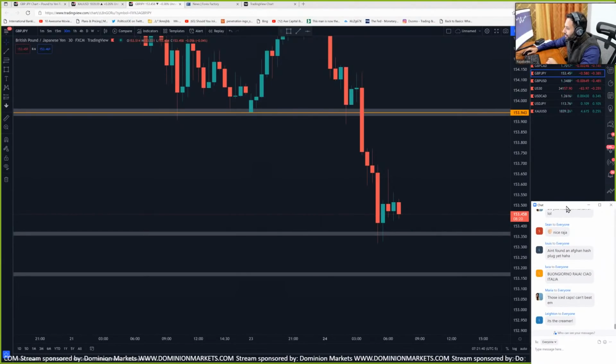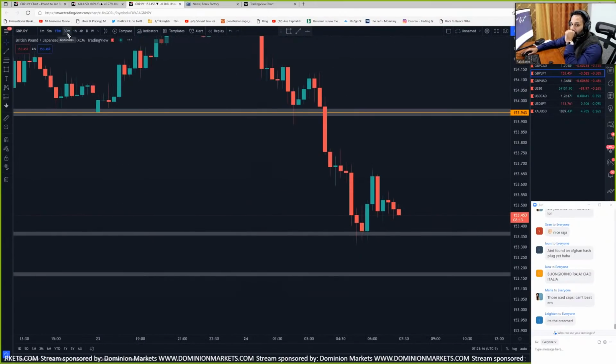Can you trust a 15-minute GJ sell on the next candle? No. Not the 15-minute. Probably below this area. This would make sense. Below this area.